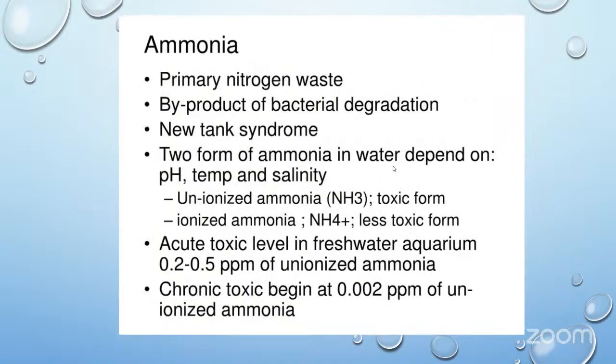So ammonia is the primary nitrogen waste. It's a byproduct of bacterial degradation. Lack of this might cause new tank syndrome. The two forms of ammonia in water depend on pH, temperature, and salinity. The acute toxic level in a freshwater aquarium is from 0.2 to 0.5 ppm of unionized ammonia. Chronic toxicity begins at 0.002 ppm of unionized ammonia.